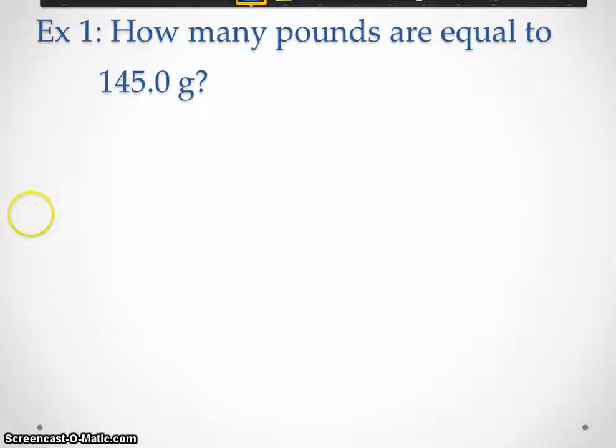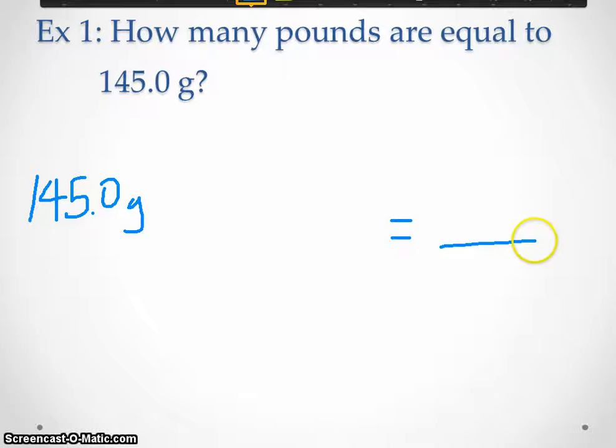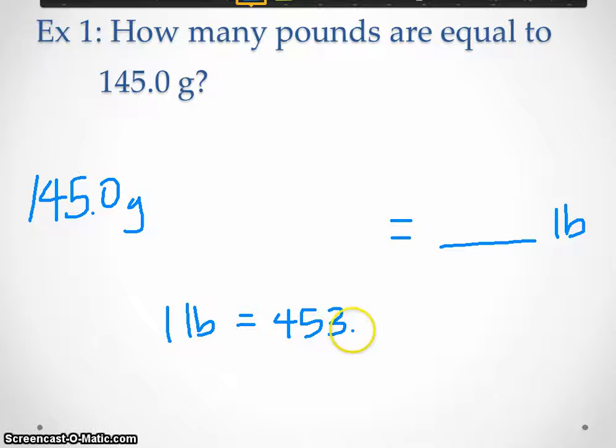So I start out by writing 145 grams. That's my starting point, grams. And this is my end goal. I want to convert this into pounds. So I write that to the side because that's the unit I want to end up with. Now looking at my conversions, I can see that 1 pound is equal to 453.6 grams. Now this is a conversion.